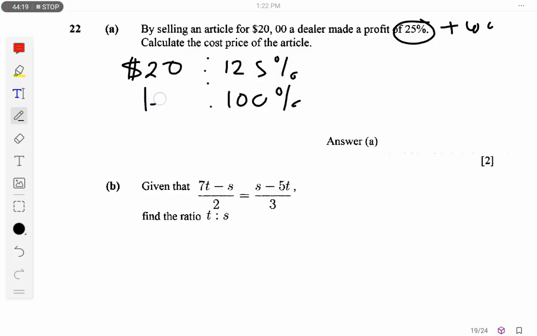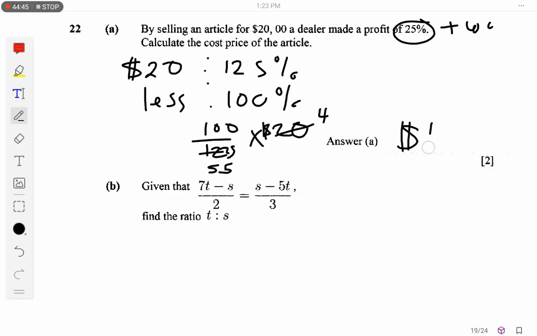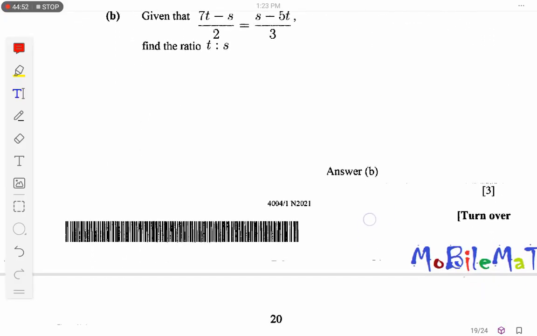So it's going to be a decrease here. When it's less, we say 100 over 125 times $20. Okay. If I divide by 5, 125 divided by 5 is 25, and 100 divided by 5 is 20, so multiplying 20 by 4 and dividing by 5, I'm going to get $16 here. Okay, so that's the original price. Let's move on to the next one.